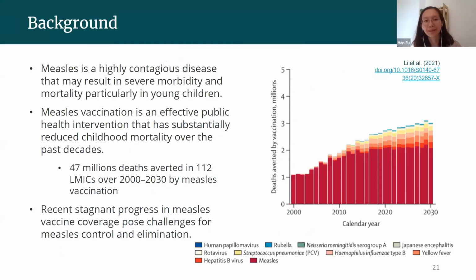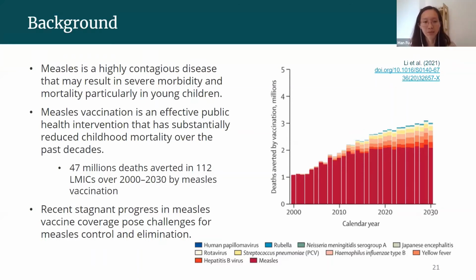As we all know, measles is a very contagious disease and may cause severe morbidity and mortality in children. In previous modeling analysis, measles vaccination is an effective public health intervention that has reduced lots of childhood mortality over the past decades. As you can see in the figure, measles contributes to more than 50% of the deaths averted by vaccination in the past year. That's the red bars.